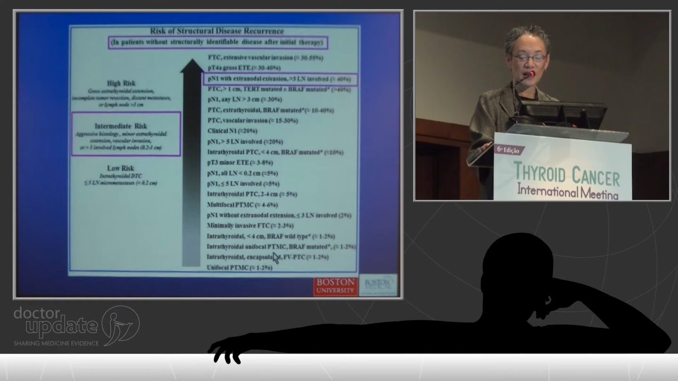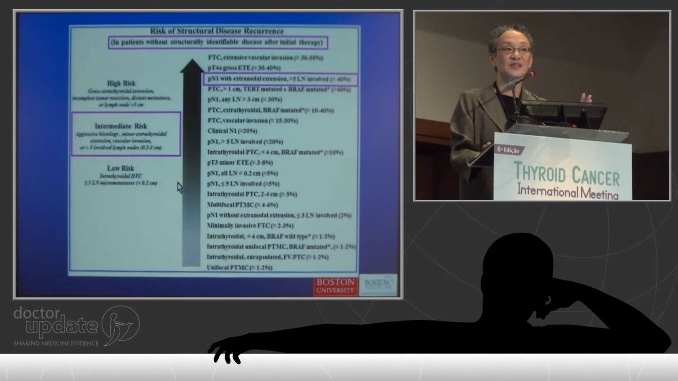Intrathyroidal, unifocal, micropapillary, even if it's BRAF mutated, and intrathyroidal encapsulated follicular variant of papillary, that's the subtype of cancer we were talking about yesterday, the risk of recurrence is very low, and also for unifocal micropapillary carcinoma. So this is something that's really practical. You can look at it and say, all right, this is my patient, this is what they have, and this is what we anticipate the risk of recurrence is going to be.